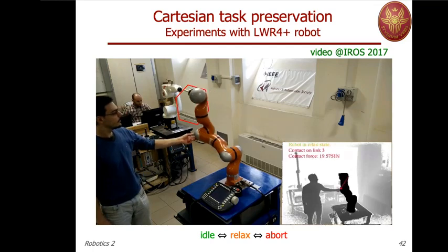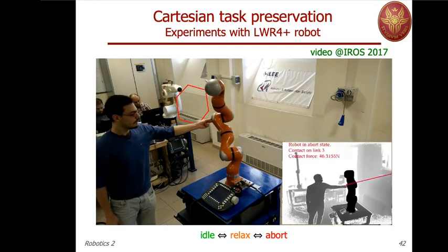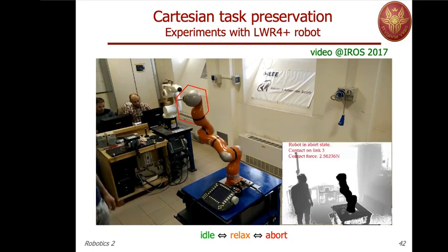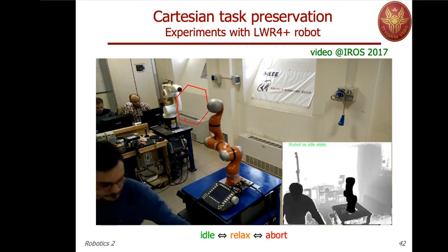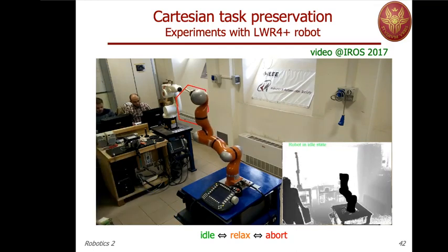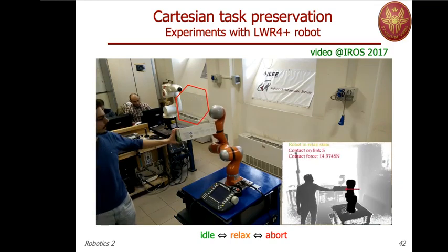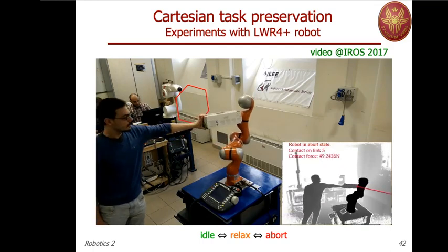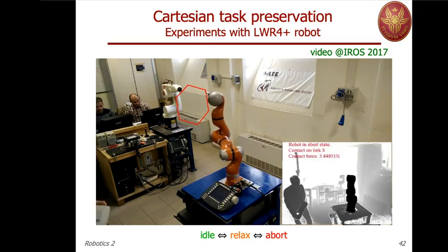Again, contact on link 3, the robot abandons the task completely, and then returns to where it was abandoned. And there's also an estimation of the contact force. We will see this method in detail, how to estimate the contact force. This is a relaxed state, so the position is kept as long as possible, and then the abort state. And the contact may occur at any link.